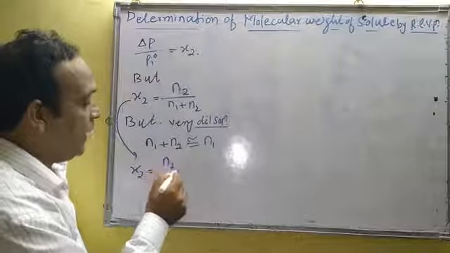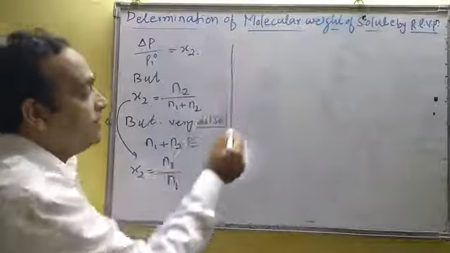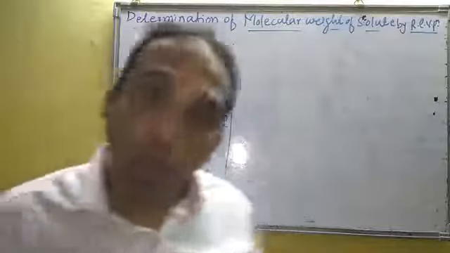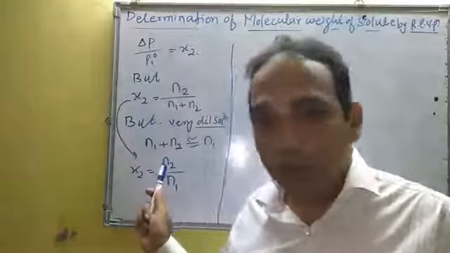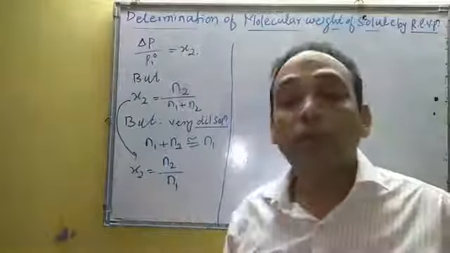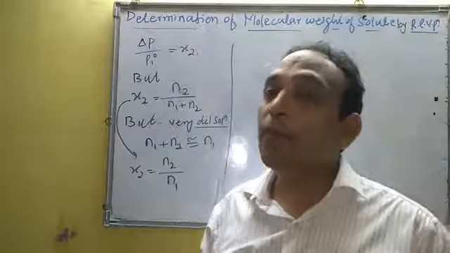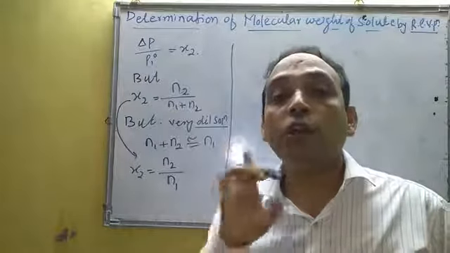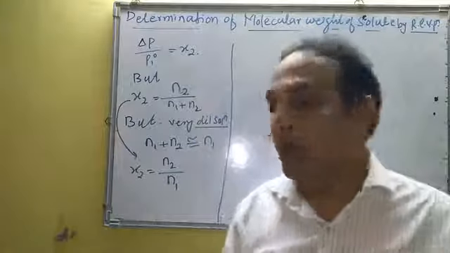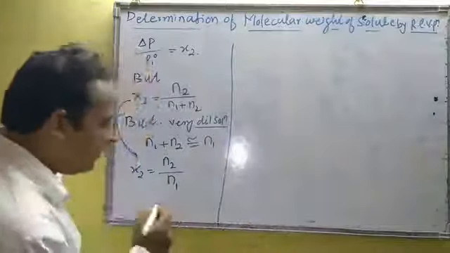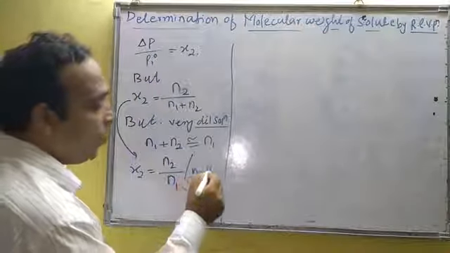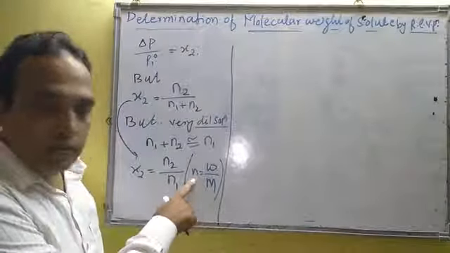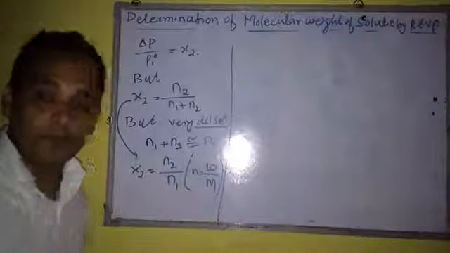x2 is equal to n2 upon n1. What is n2? Number of moles of solute. What is n1? Number of moles of solvent. And what is the definition for number of moles? Number of moles के लिए definition क्या आता है? It is the given mass upon molecular mass, given weight upon molecular weight. Means here the formula for n is weight upon molecular weight. N means number of moles, W is the weight or given mass.